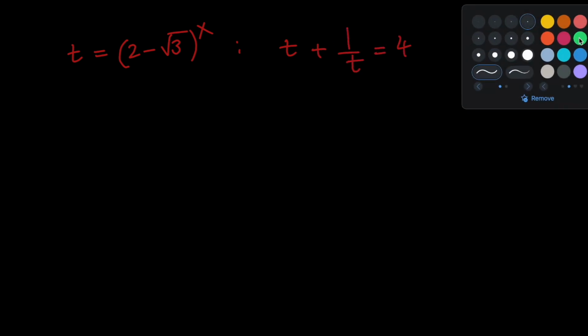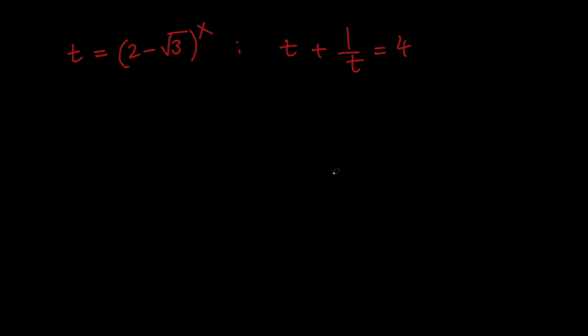Let's say that t equals (2 minus root 3) to the x power. This means that we will have t plus 1 over t equals 4. Now, in order to solve this for t, let's go ahead and multiply both sides by t. So we're going to get t squared plus 1 equals 4t. If we subtract 4t from both sides, we get t squared minus 4t plus 1 equals 0.